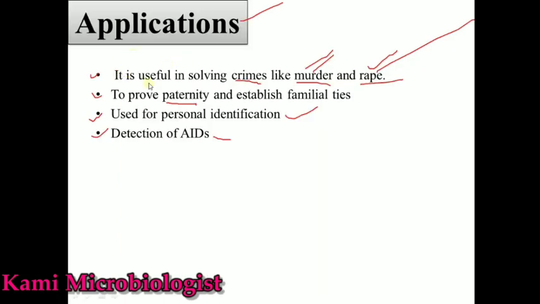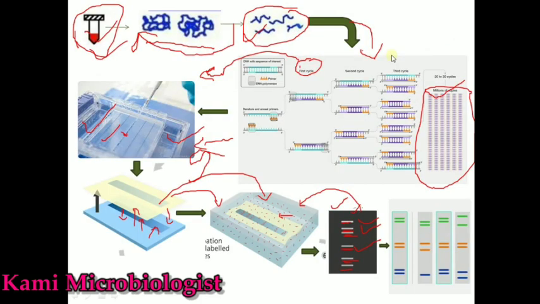Let's talk about how, using DNA fingerprinting, we can identify a suspected person involved in a murder case or in a rape case. How will you identify it? For that purpose, first of all, you have to take the blood sample, as you can see. Let's suppose there is an area where the dead body is present. We don't know who actually killed this person, who is involved in this murder.